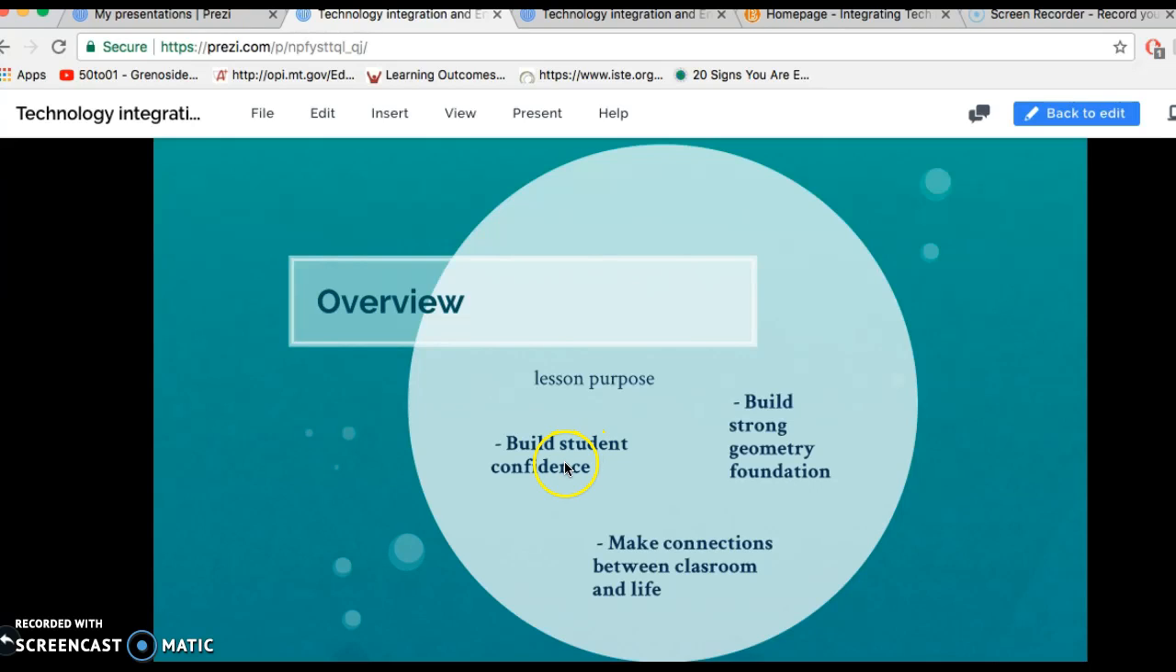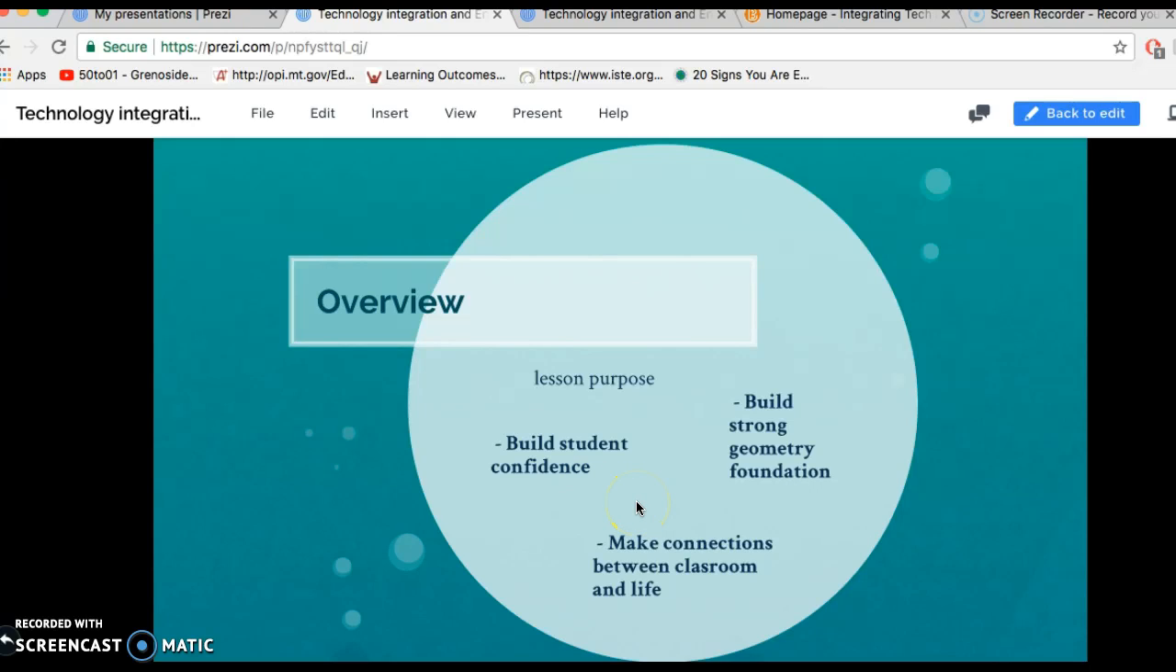Number 1, build student confidence. When the students see their photos up on the projector, they will feel confident and they will feel proud. Each photo will have multiple examples of parallel and perpendicular lines, and even some the students may have not anticipated.